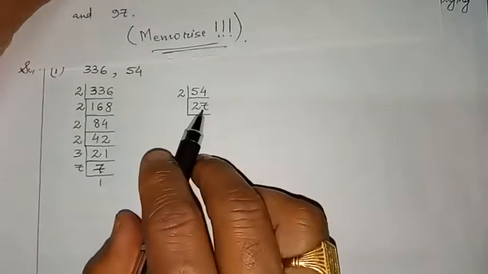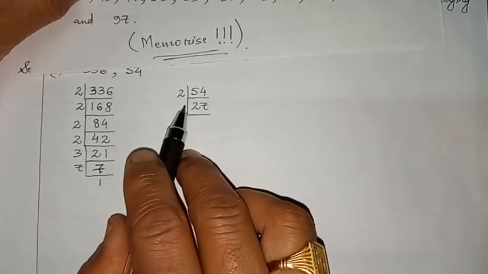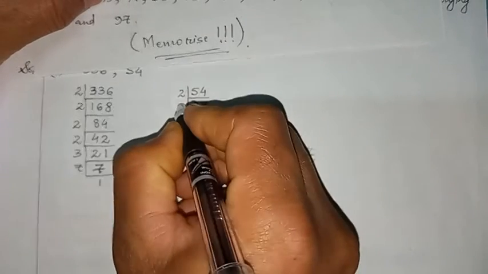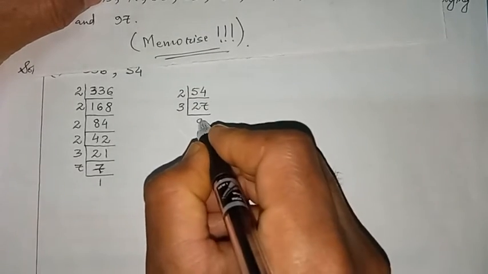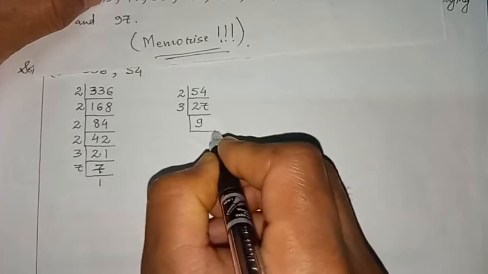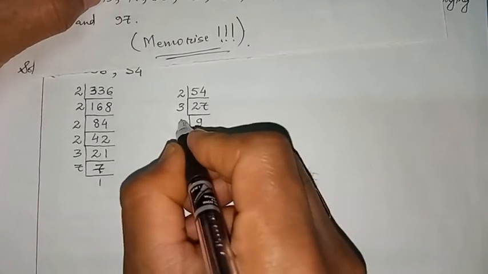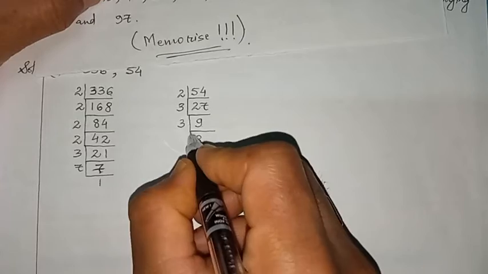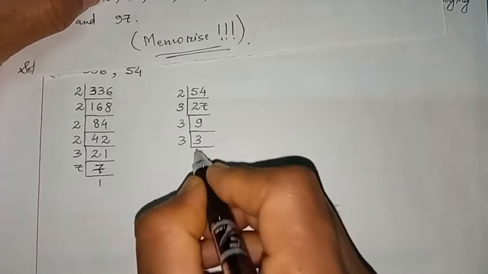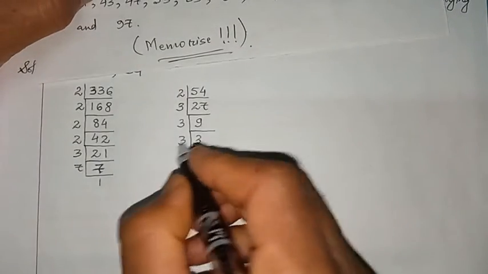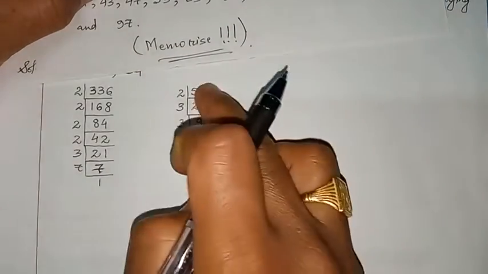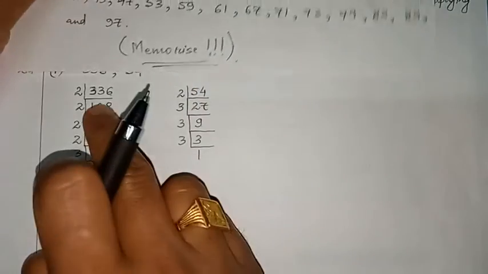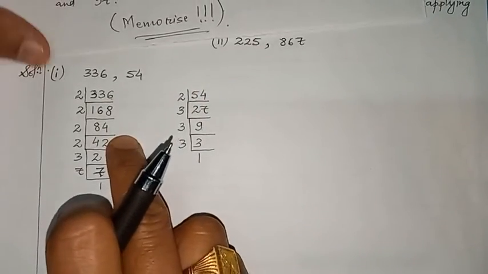And yes, 27 comes in the table of 3. 27 is a multiple of 3. 3 nines are 27. So yes, you can divide by 3. Since we have done by 3, again we should do by 3. And moreover, yes, 9 is a multiple of 3. So 3 threes are 9. And the last 3, it's a prime number itself. So 3 we divide by itself. 3 ones are 3. So we have got the prime factorization of 54 and we have got the prime factorization of 336.